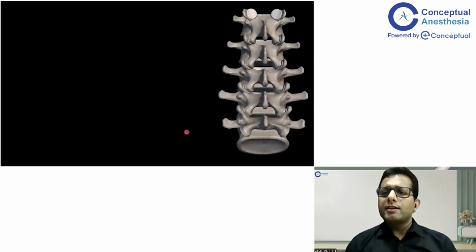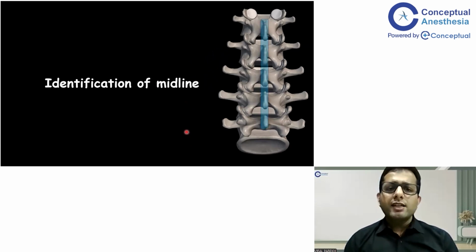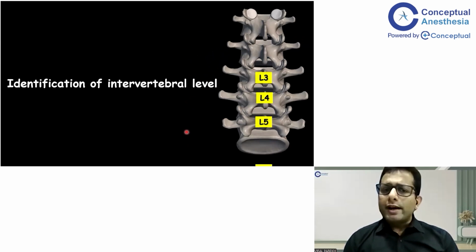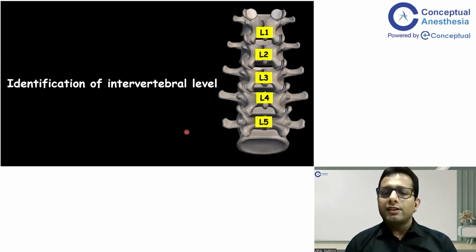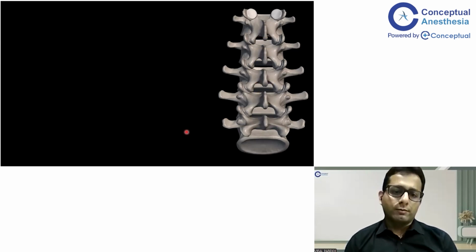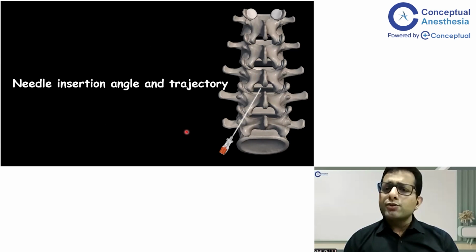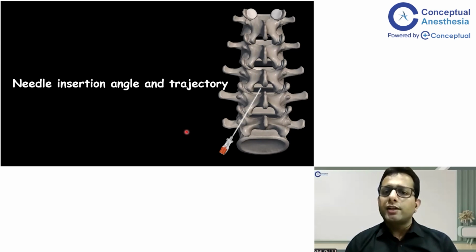So what are the applications? For what all purposes can we use ultrasound? As we can see, it helps us to identify the midline. It helps us to identify the appropriate intervertebral level, whether we are performing the spinal or epidural at the level of L1, L2 or L3, L4 and so on. It also helps us to identify the needle insertion angle and the trajectory, whether we need to angulate our needle or our needle should be perfectly horizontal and so on.